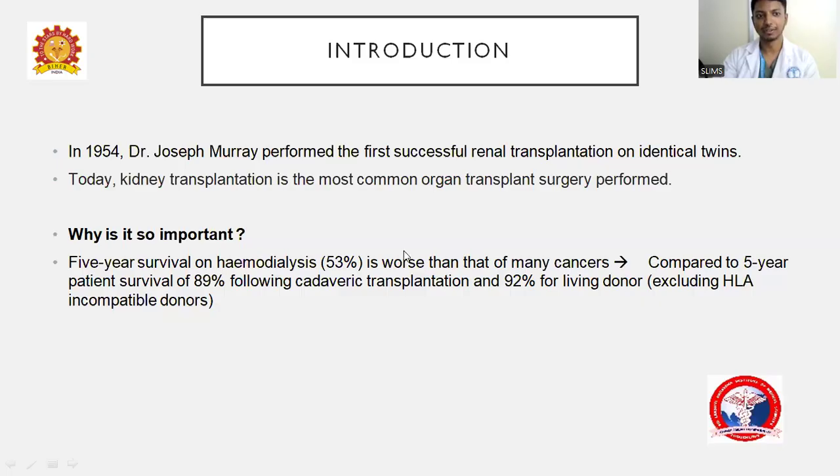Coming to the introduction, in 1954, Dr. Joseph Murray performed the first successful renal transplantation on identical twins. Today, kidney transplantation is the most common organ transplant surgery performed. So, why is it so important? The 5 year survival on hemodialysis is worse than that of many cancers, compared to the 5 year survival of 89% following cadaveric transplantation and 92% for living donor transplantation.